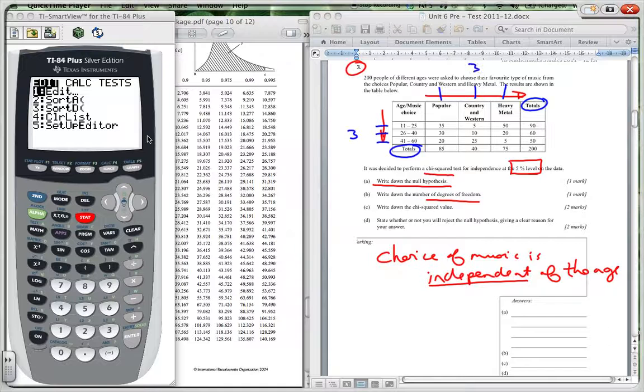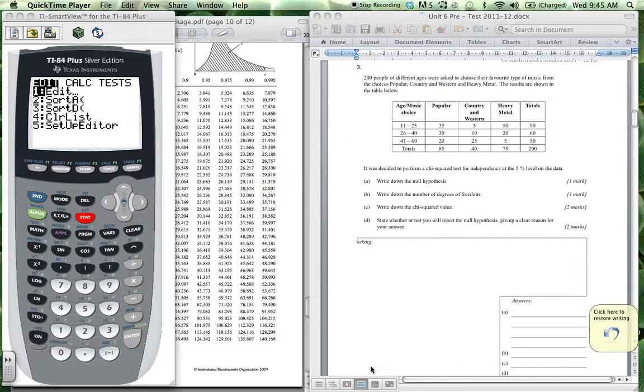And to find your number of degrees of freedom, it's the number of rows minus 1 times the number of columns minus 1, which is 3 minus 1 times 3 minus 1. And that would obviously equal 4 because it would be 2 times 2. Then write down the chi-squared value. Now you can calculate that. It's quite an involved calculation. It's best to use your calculators for this.